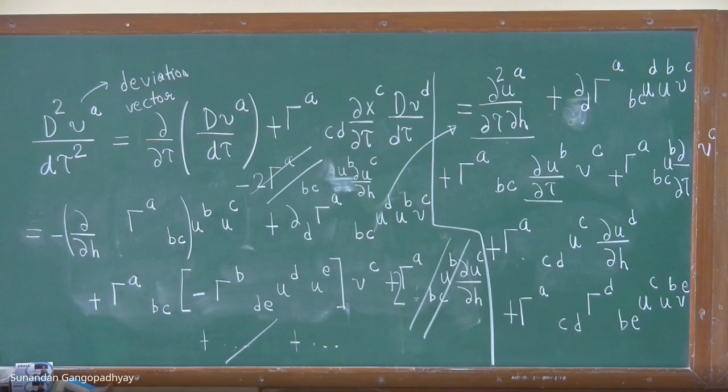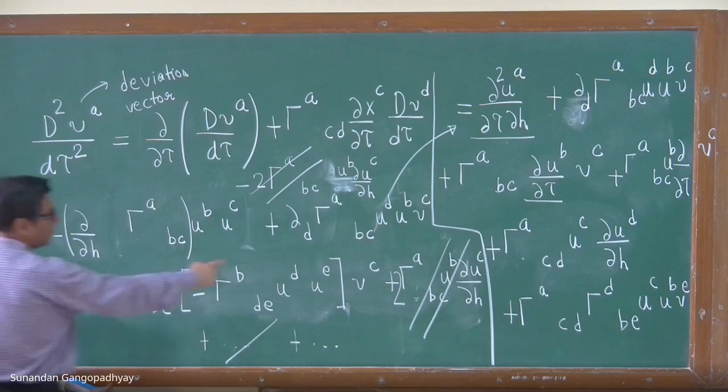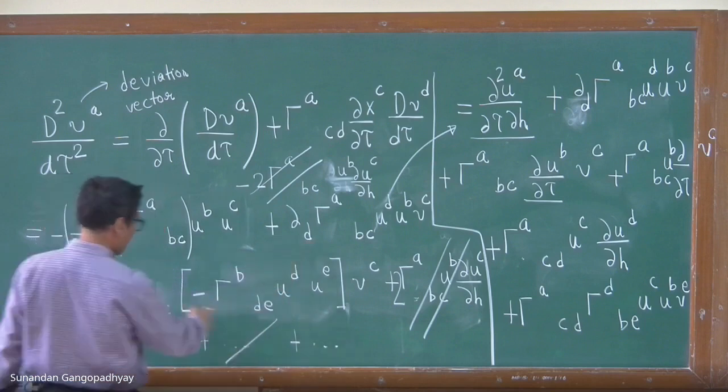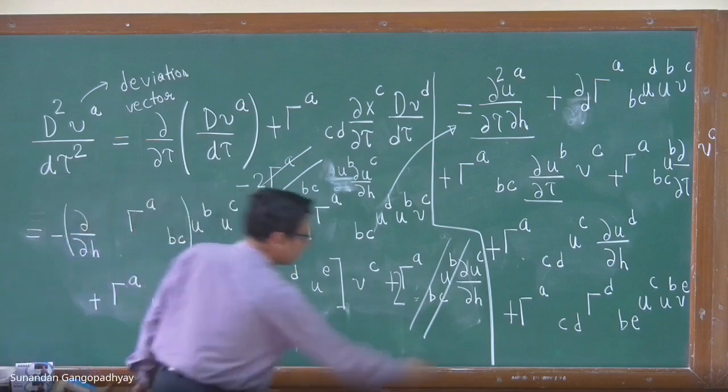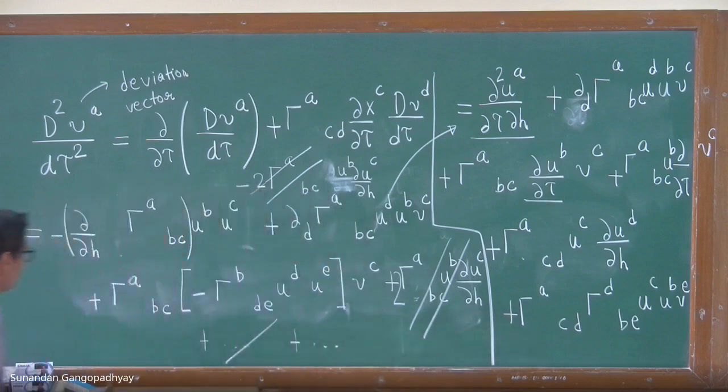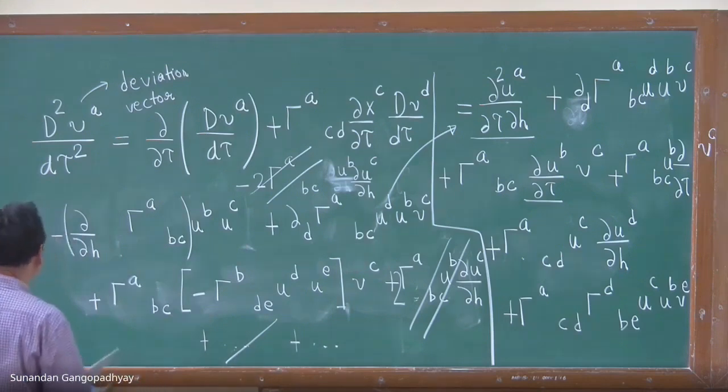So the terms that remain now is this one. Here you have another term, third term, and this one. Which one? The third term. Okay, that I have to see. Gamma A, B, C, gamma B, D, E, U, D, U, D, U, E, D, C, and the other term is gamma A, C, D. No, that does not cancel. Will not cancel.